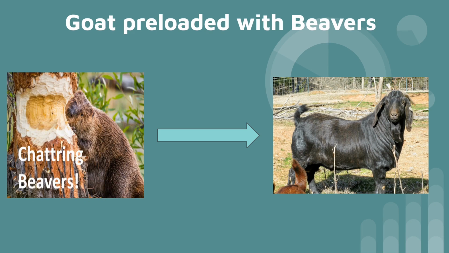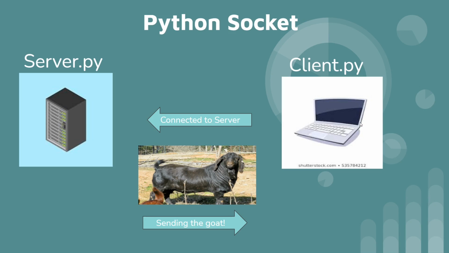So what I did simply was take the Chattering Beaver script here, embedded it with this goat image right here, so that when I create a connection between the client, being Apache, and my Windows 10 laptop, being the server, first it will connect to my server, and then once that's done, we will send a picture of the goat here to Apache.